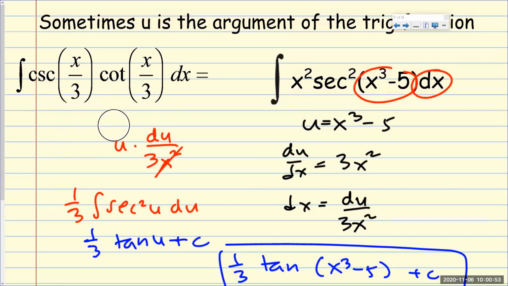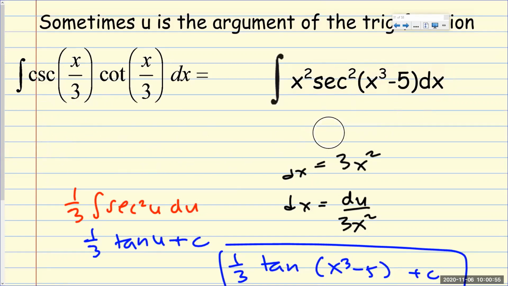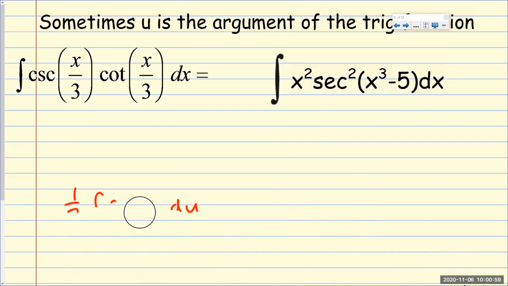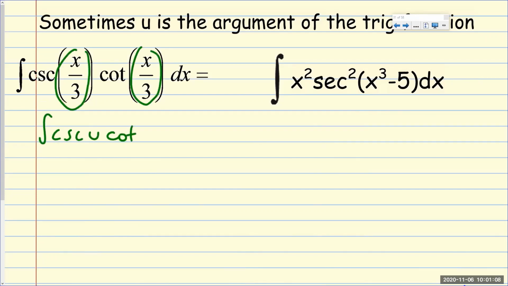This one right here, the x over 3. With this problem, your u is kind of funky, but you kind of recognize it. Isn't this something that you know? So this is why it's so important to know the derivatives and antiderivatives, because this is actually something that you know. Yeah, it's negative cosecant, right? And because you know this, that's why I know my u is equal to x over 3.